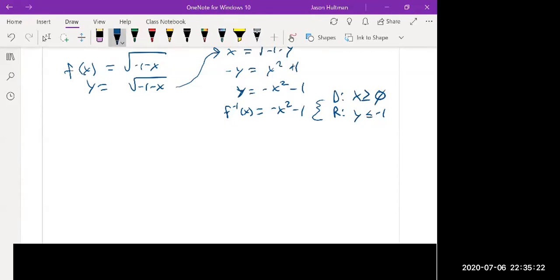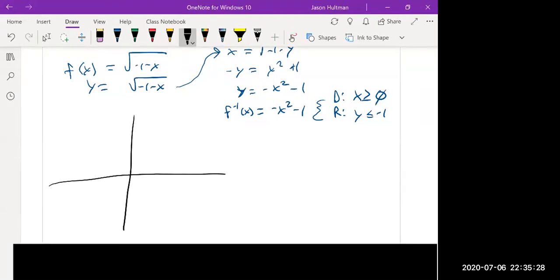So let's go to our graph and see what's happening. Because we're dealing with inverses, I'm going to draw my y equals x line as a reference. Now let's look at f of x.